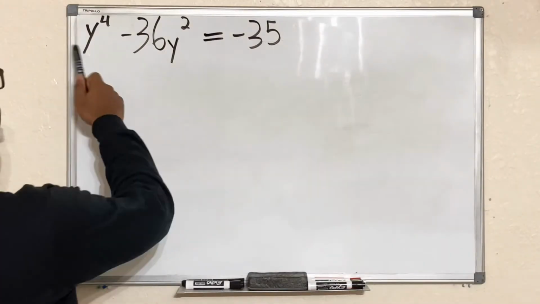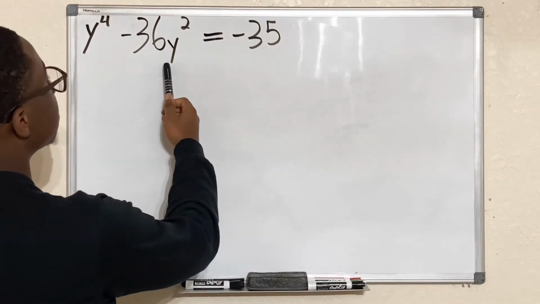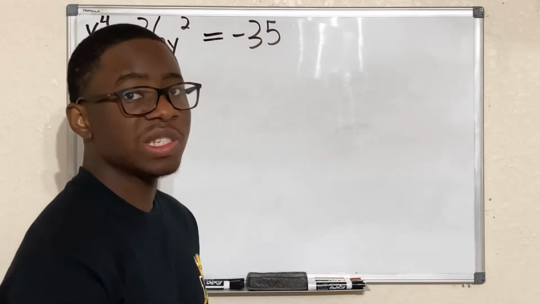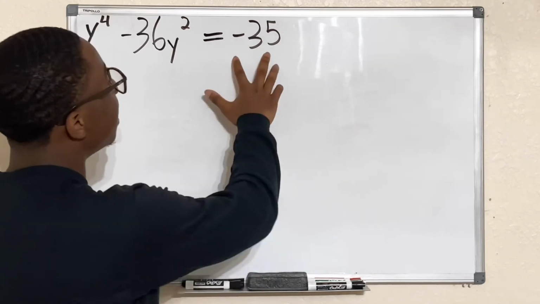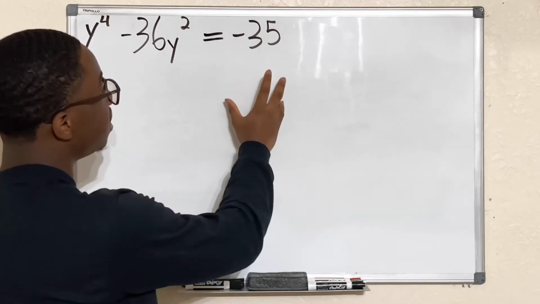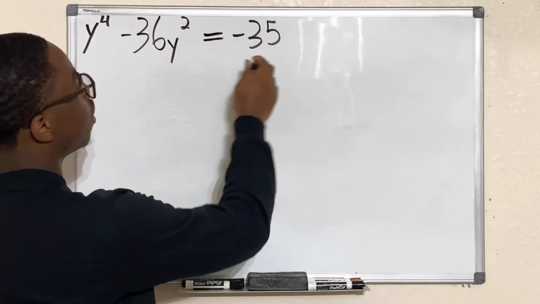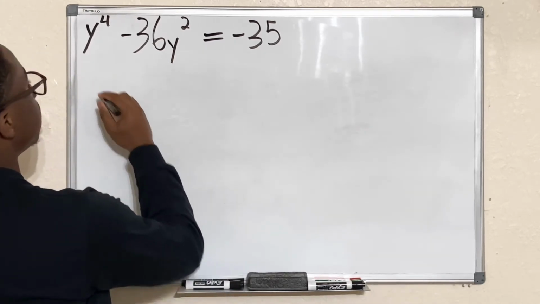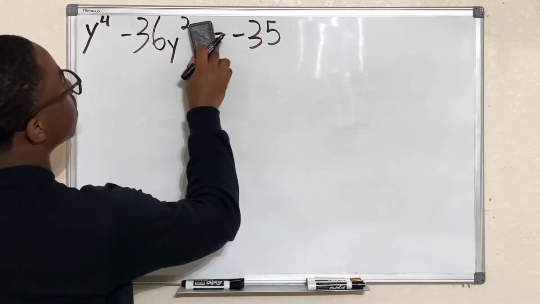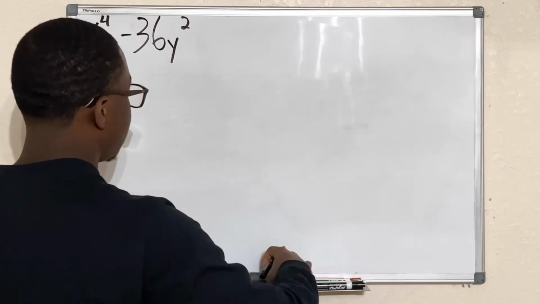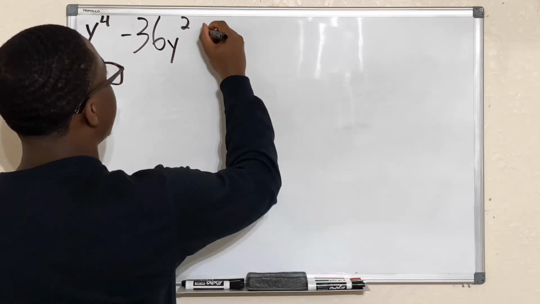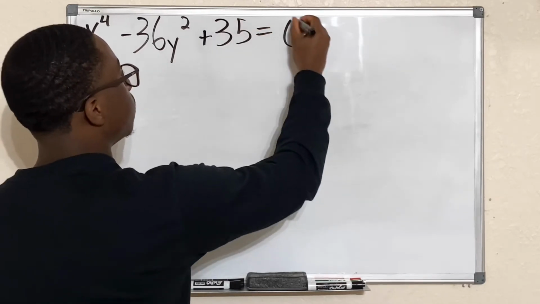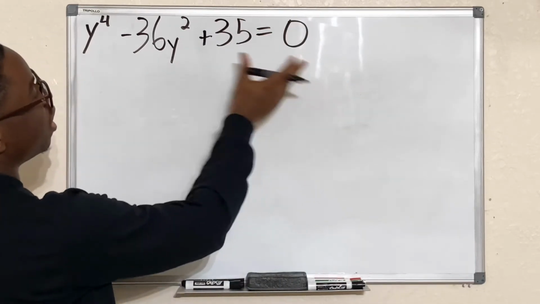So here we have y to the 4th minus 36y to the 2nd is equal to negative 35. What do we do in this case? The first thing to do is to get this whole equation equal to 0. How do we do that? We add 35 to both sides. So add 35 to both sides. We're going to end up with a plus 35 is equal to 0. Basically, we just brought 35 from the other side to this side.